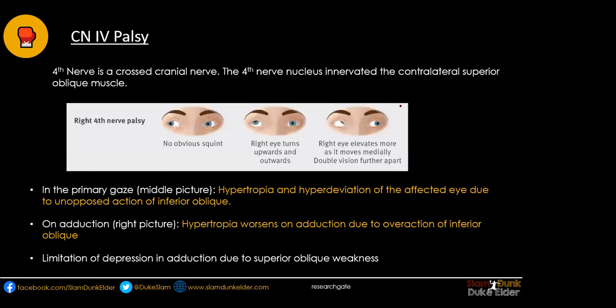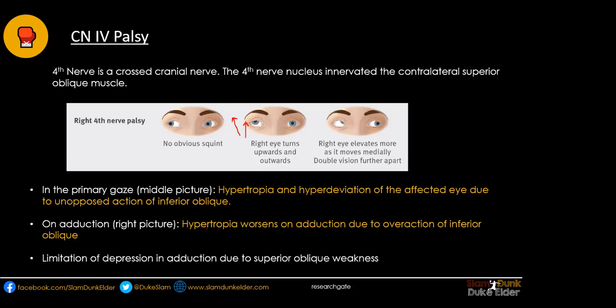Okay, and now moving on to our fourth nerve palsy. So this is the only crossed cranial nerve. So the fourth nerve nucleus innervates the contralateral oblique muscle. So in the primary gaze of someone who's got a fourth nerve palsy, you're going to get hypertropia of the eye. So the eye is going to deviate upwards slightly. And that's because you've got an elevation of inferior oblique. So inferior oblique acts to elevate the eye as well as extort it. So you'll get an upwards deviation and also a very slight outwards deviation as well.